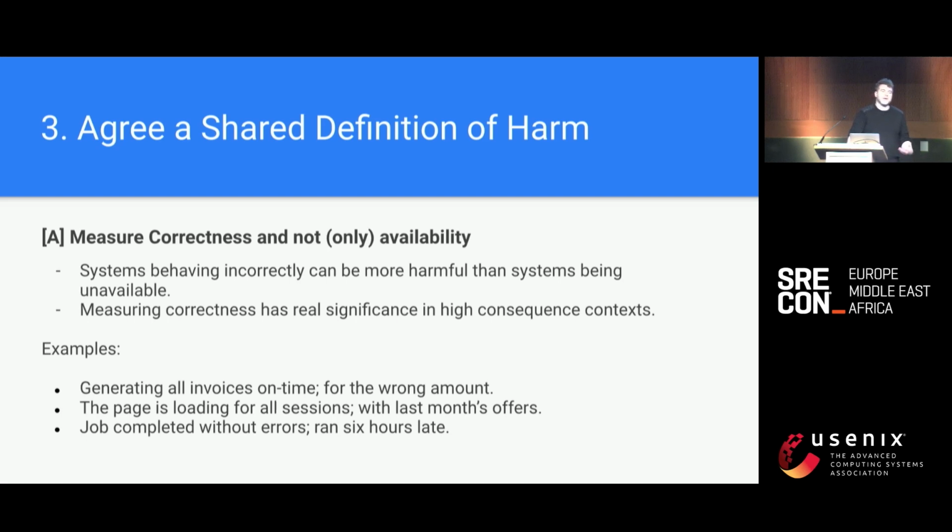But really what we're talking about is measuring correctness rather than availability. So here are three random examples of things that your systems might do. Invoices can be generated on time, but for the wrong amount. Pages can load with all sessions, but have last week's or last month's offers. Or jobs complete without errors, but they run six hours late. In all three of those hypothetical scenarios, zero or negligible error rate, great availability, and super response time. And yet, all three of these things will meet the definition of an incident in any meaningful context.